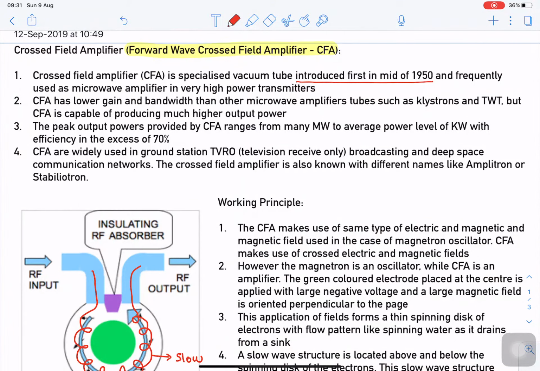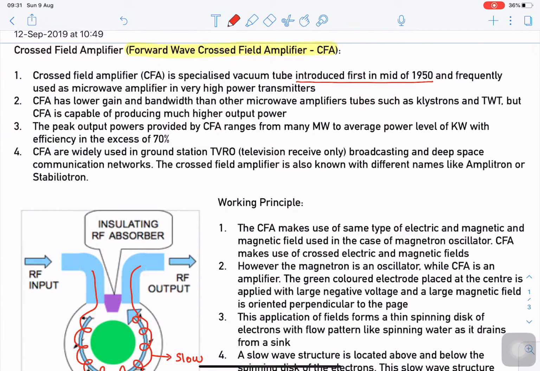Okay, and as we saw the operation of traveling wave tube, we saw that the amplification bandwidth provided by the traveling wave tube is fairly high. So cross field amplifier is going to provide lower gain values, and the gain which is provided by cross field amplifier is over a limited bandwidth. Okay, so the gain and bandwidth which are provided by the cross field amplifier are lesser than those of the other primitive types of tubes like klystrons and traveling wave tube, right?